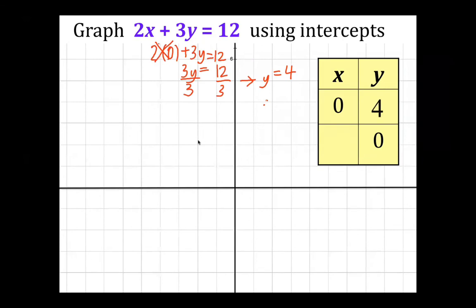Let's go ahead and do the same to find our x-intercept by substituting our y value for 0. So 2x plus 3 times 0 equals 12. 3 times 0 just equals 0, so that cancels out. You're left with 2x equals 12. Divide both sides by 2, and x will equal 6. So your x-intercept will equal 6.